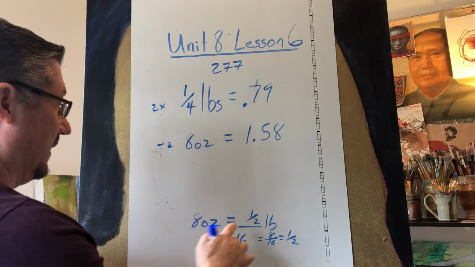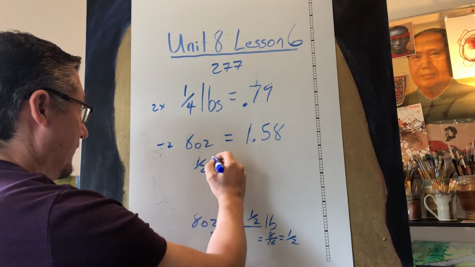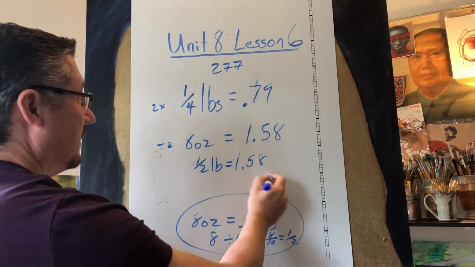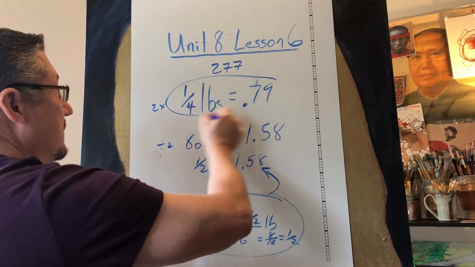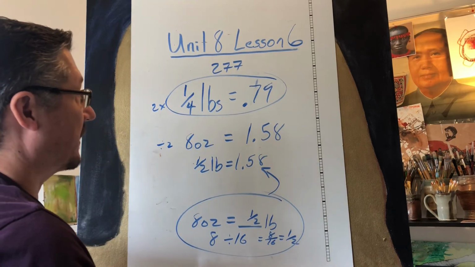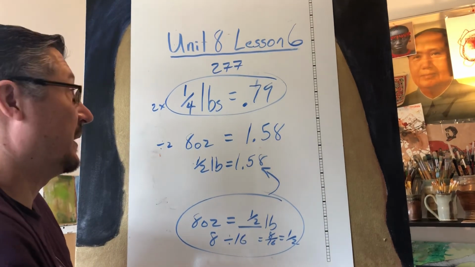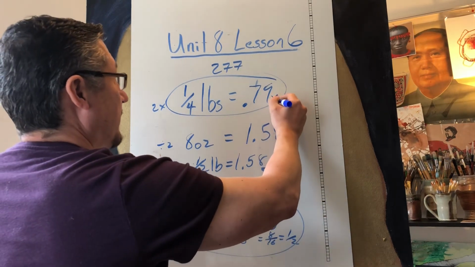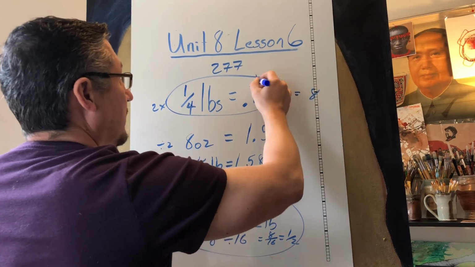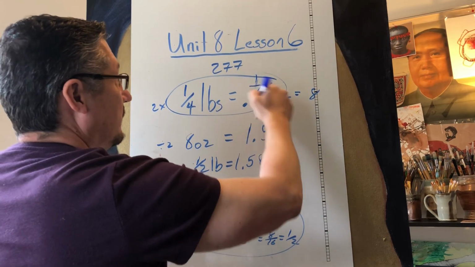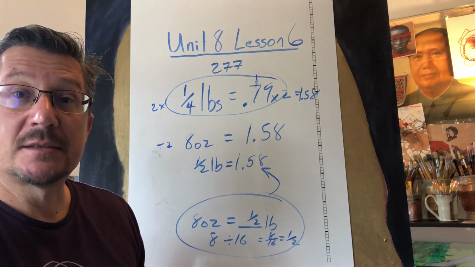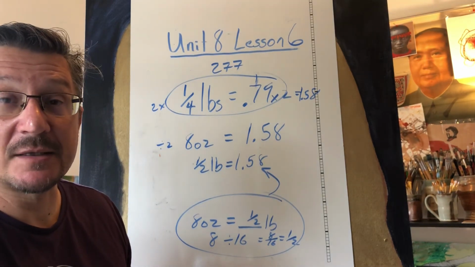The price, because I know 1/2 pound equals 1.58. That's what I did right here. Well, I have 1/4 pound equals this much. Well, I either double this to do a comparison or I divide this to do a comparison. Depends what math you're comfortable with. I'm going to just double this. So I'm going to multiply this by 2. 9 times 2 is 18. Carrying my 1, 2 times 7 is 14 plus 1 is 15. So 1.58. Well, guess what? They're the same price. So it was a trick question. They cost the same.